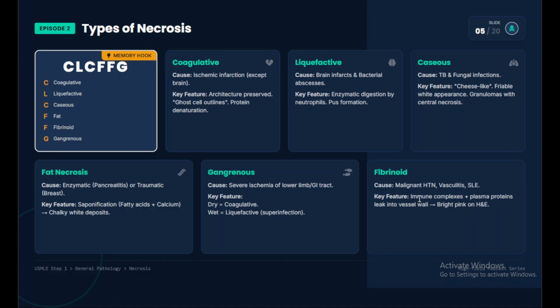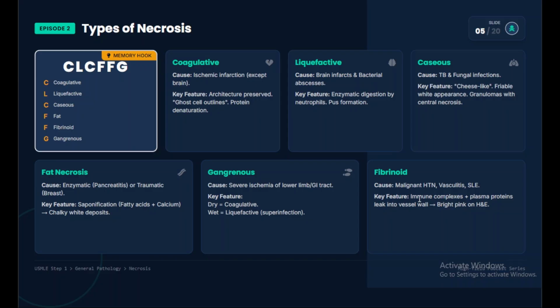Classic diseases include malignant hypertension, vasculitis, and systemic lupus erythematosus. In these conditions, immune complexes and plasma proteins leak out into the vessel wall. These proteins deposit within the wall and stain bright pink on H&E microscopy, and this gives the vessel a fibrin-like appearance, which is why it is called fibrinoid necrosis.